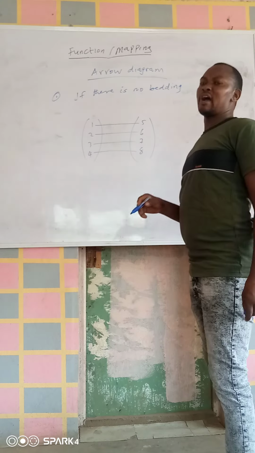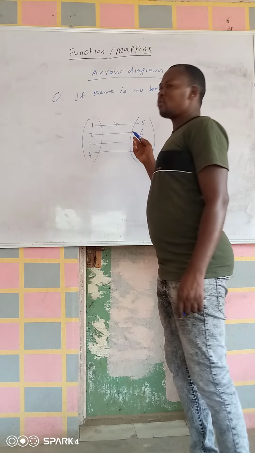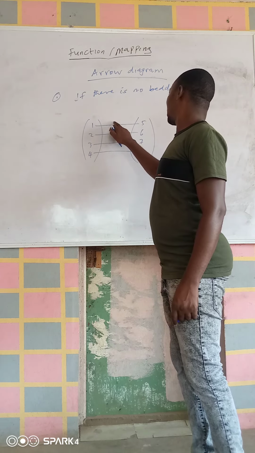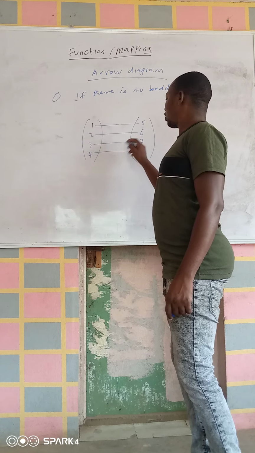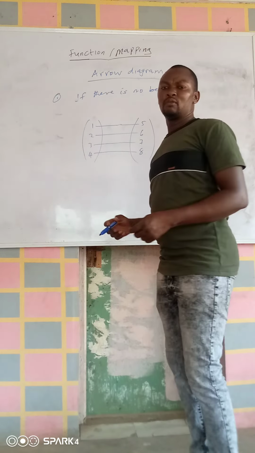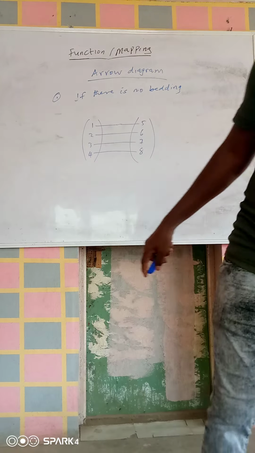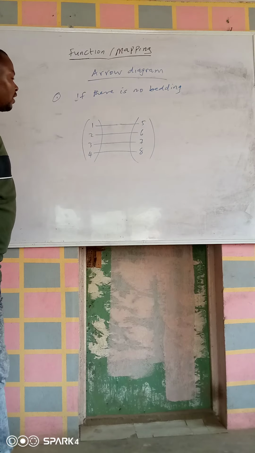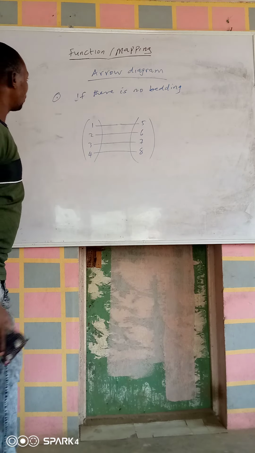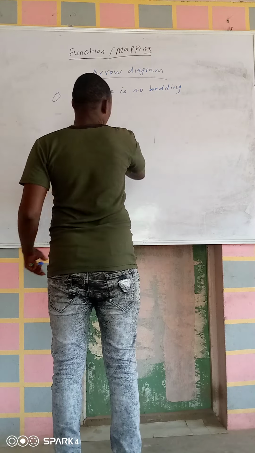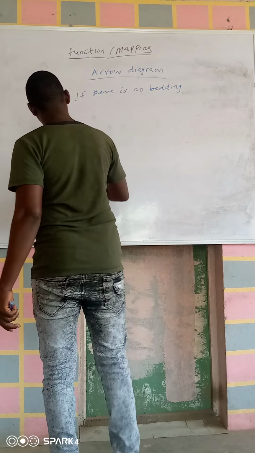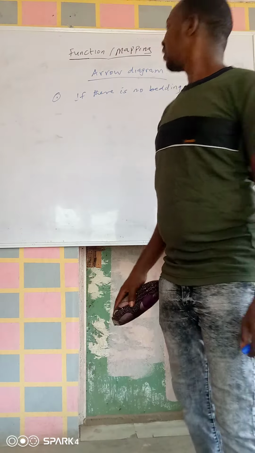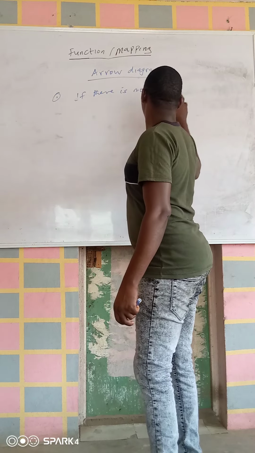Some may show an arrow and some may not show. Showing an arrow is called bedding. In that situation, the arrow diagram does not represent a function. So an arrow diagram must be bedded. Yes, it must be bedded. If it's bedded, you say it's an arrow diagram. If it's not bedded, it's not an arrow diagram.